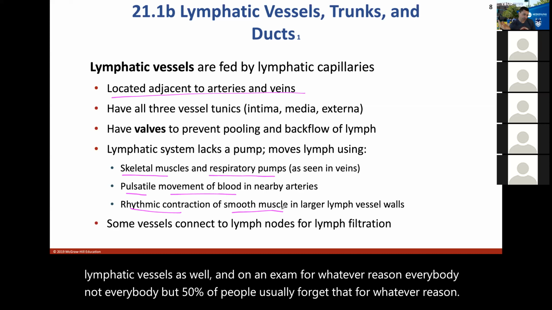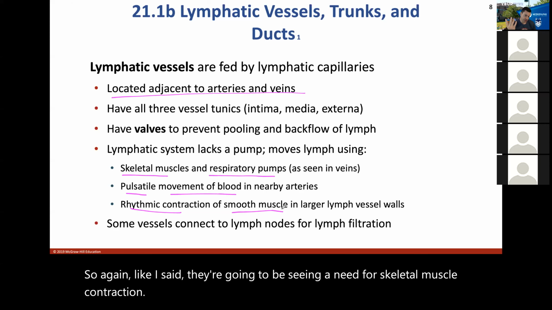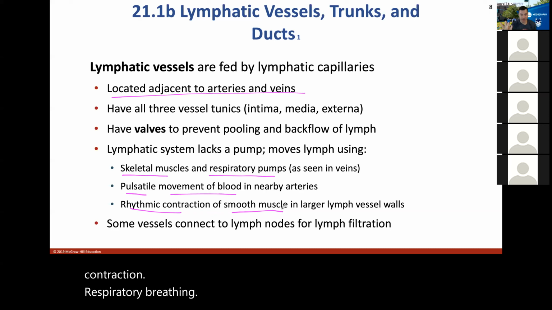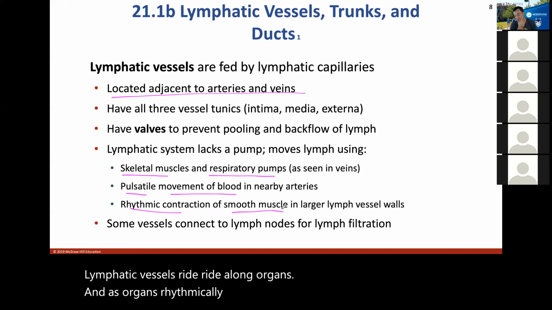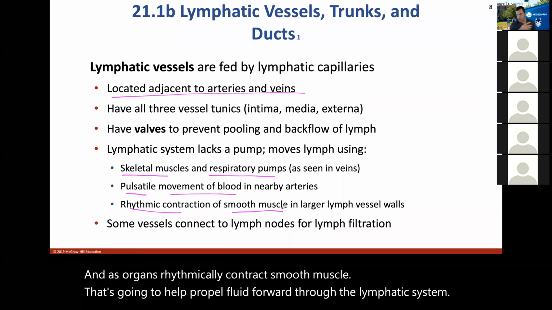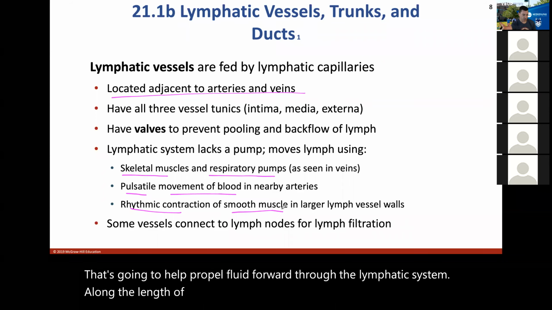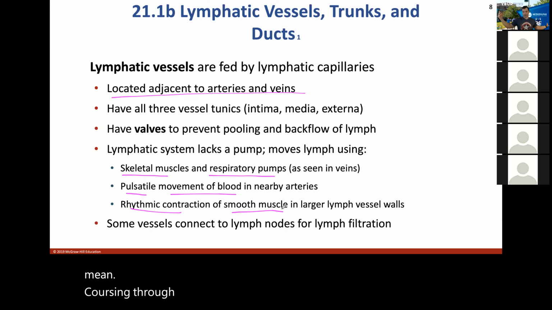So again, like I said, they're going to be seeing a need for skeletal muscle contraction, respiratory breathing, pulsable movement of nearby arteries. Lymphatic vessels ride right along organs. And as organs rhythmically contract, smooth muscle, that's going to help propel fluid forward through the lymphatic system. Along the length of these lymphatic vessels, where would you find them? Coursing through here, right? Coursing all over your body.